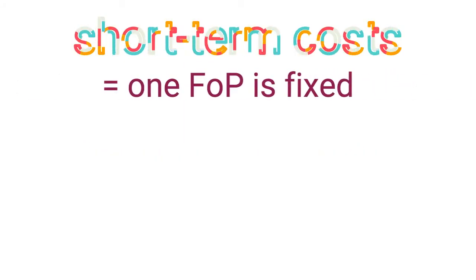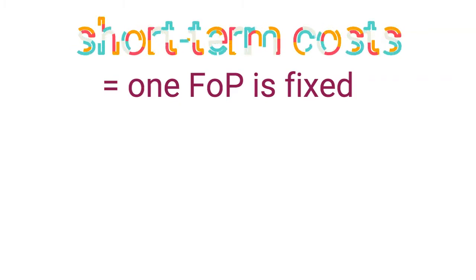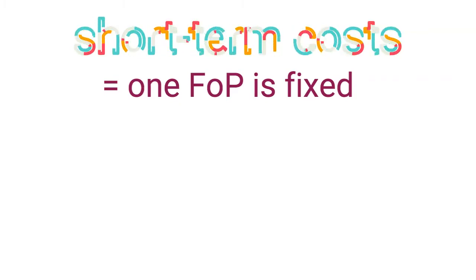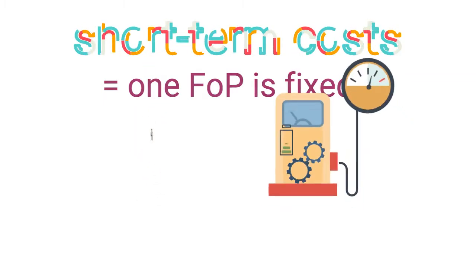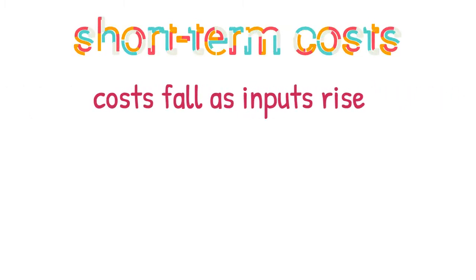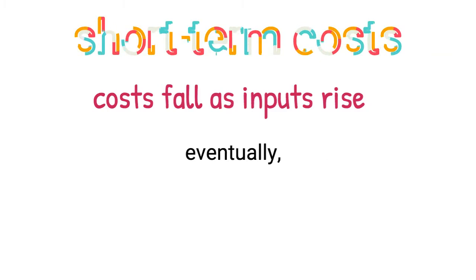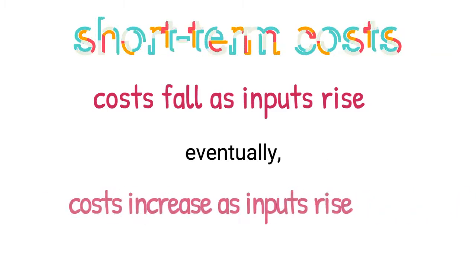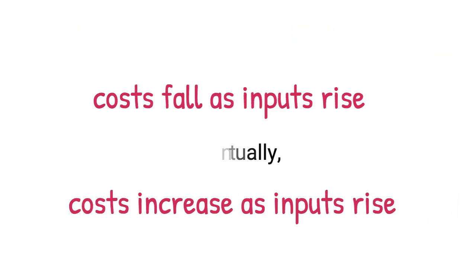The short term is defined by the period of time during which at least one factor of production is fixed. For example, we could have a limited number of workers, a limited number of machines, or a limited number of resources. During the short term, we observe that costs generally fall as we add more inputs in the production process. We should also observe that at some point the costs start to rise. We're going to see this with an example.